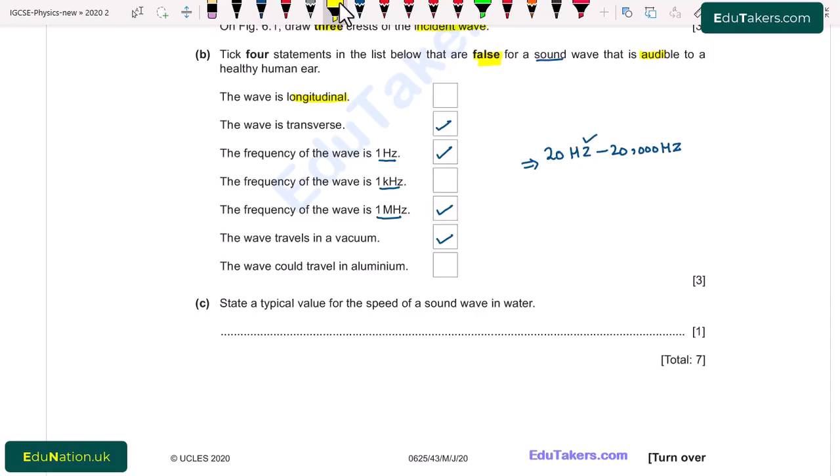Part C. State a typical value of the speed of sound in the water. Here we have to tell the speed of sound in water. We know that in the air, speed is equal to 340 meter per second. And they have asked about water, and in the water its value is 1500 meter per second. We have to memorize these values.